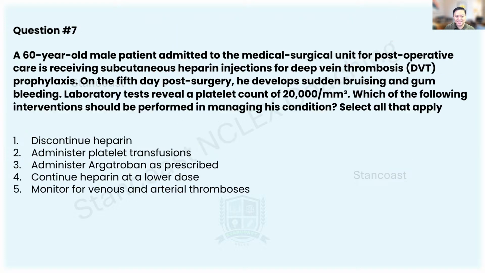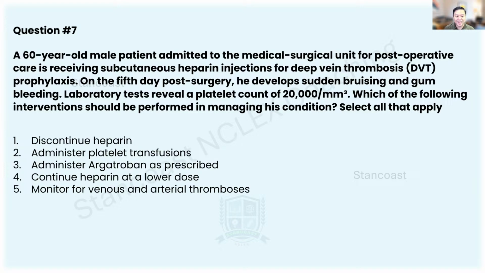Number 7, a 60-year-old male patient admitted to the med-surg unit for post-operative care is receiving subcutaneous heparin injections for deep vein thrombosis prophylaxis. On the 5th day post-surgery, he develops sudden bruising and gum bleeding. Laboratory tests reveal a platelet count of 20,000 per cubic millimeter. Which of the following interventions should be performed in managing his condition?